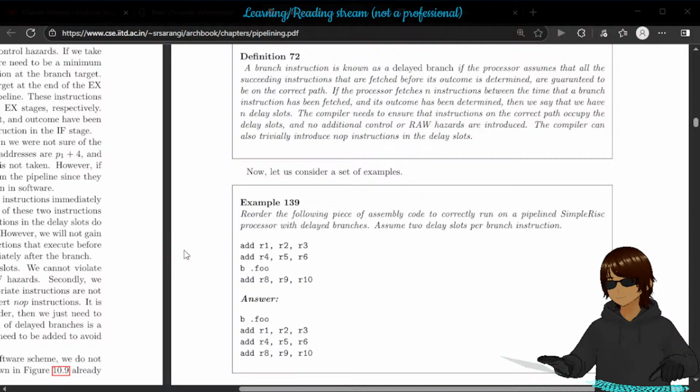Okay, so we have this instruction, branch to full. Reorder the following piece of assembly code to run correctly on pipeline. Assume 2 delay slots per branch instruction.